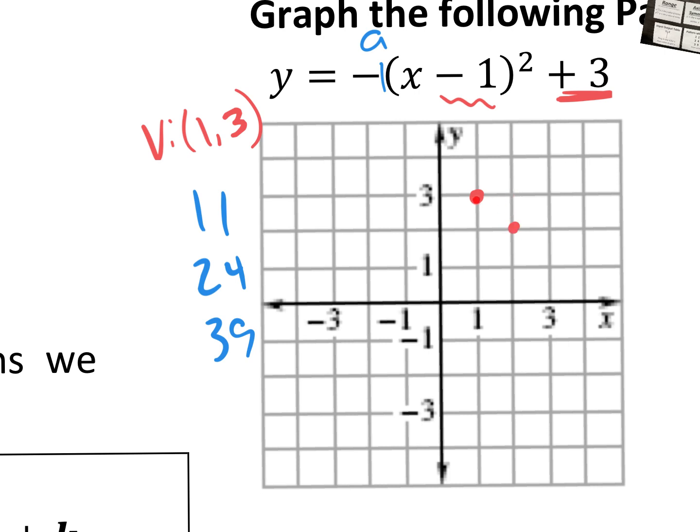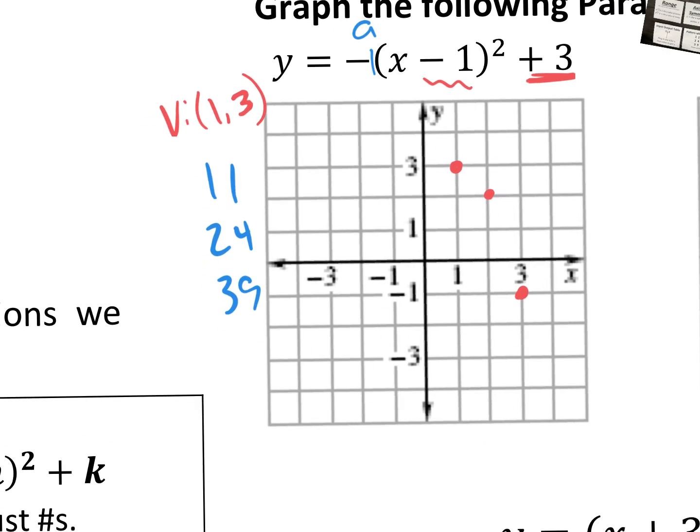Go back to the vertex. 2 over, 4 down, put a dot right there. Go back to the vertex and go 3 over, and 9 down: 1, 2, 3, 4, 5, 6, 7, 8, 9. I'm 1 unit off the graph. You don't have to put it, but I'm going to put it just because it's only 1 unit off. It's right there, más o menos.